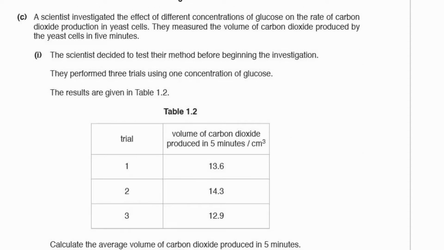C. A scientist investigated the effect of different concentrations of glucose on the rate of carbon dioxide production in yeast cells. They measured the volume of carbon dioxide production by the yeast cells in 5 minutes. 1. The scientists decided to test their method before beginning the investigation. They performed 3 trials using one unknown concentration of glucose. The results are given in table 1.2. Okay, so they tried it 3 times in 5 minutes. They're fairly similar results, so they continued on with the rest of the experiment.